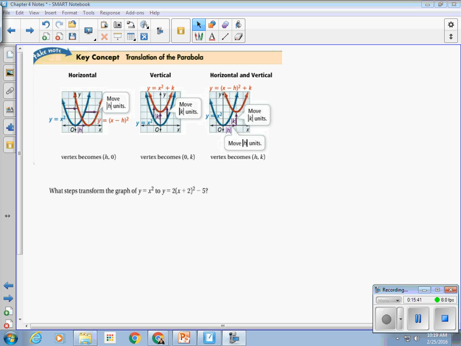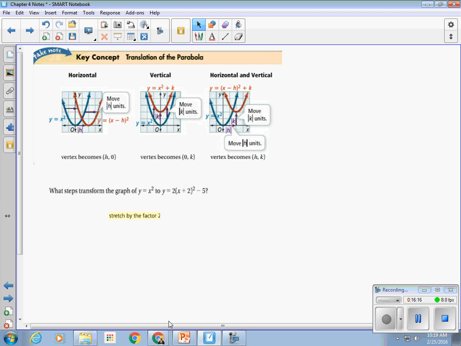All right, so let's take a look at y equals 2 parentheses x plus 2 close parentheses squared minus 5. We are going to talk about what steps transform the graph. The first thing that I notice is the 2 in front of the parentheses. What does that 2 in front of the parentheses do to our graph? It stretches it by a factor of 2. That's the first thing that happens.